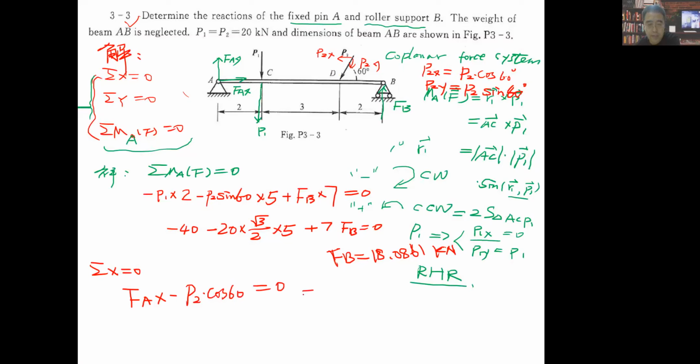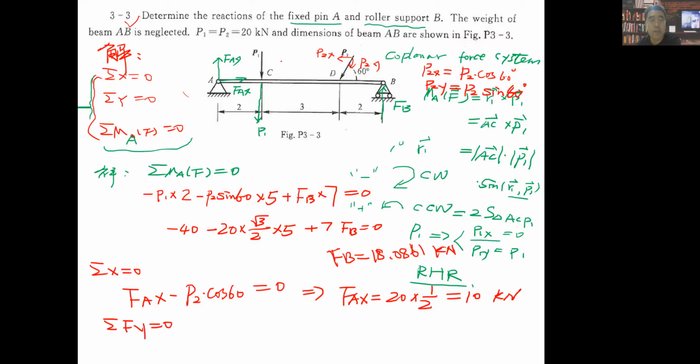So that means FAX should equal 20 times cosine 60, which is a half, right? So we can find its result will be 10 newtons, right? Then we only have one left. So we can once again use the third equation, sigma Fy equals 0.